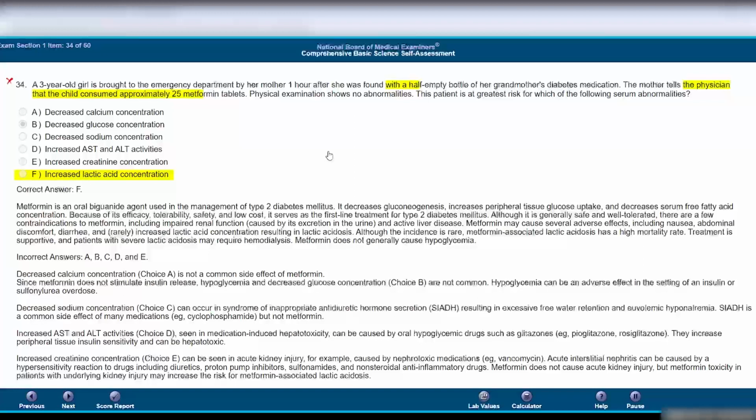So I just didn't remember the adverse effects of metformin. I just assumed, okay, decreased glucose concentration. But the main thing they always talk about is that you can get lactic acidosis from an overdose of metformin. This is just asking what the side effect is, right? Right.